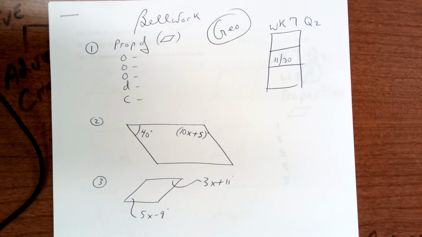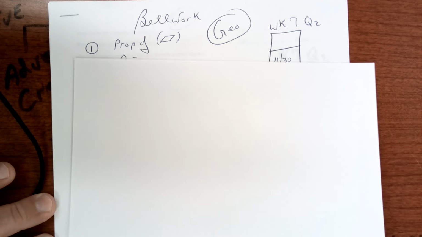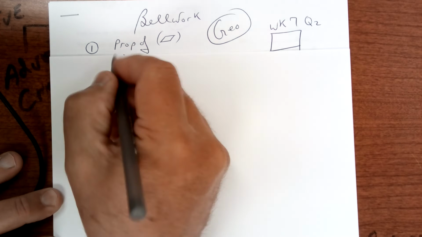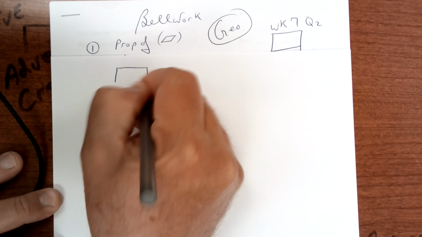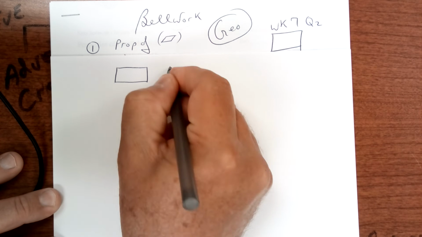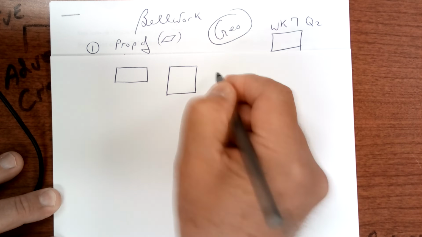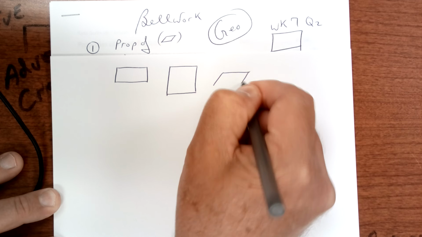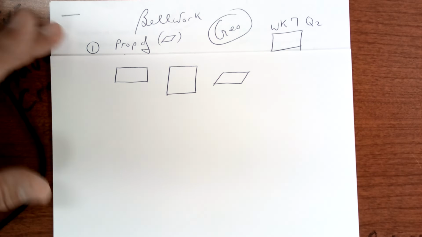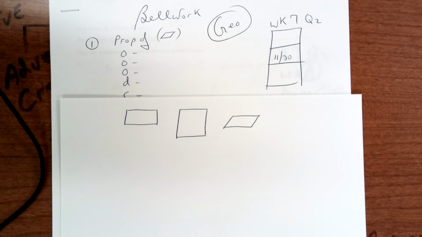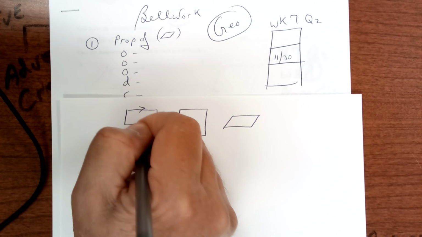There are 5 properties of a parallelogram. And you might say, well, what is a parallelogram? Well, a parallelogram is a rectangle, it's a square, and it's also something that looks like that. And the 5 properties are right here. Opposite sides are parallel.